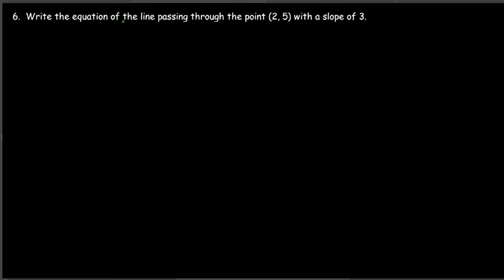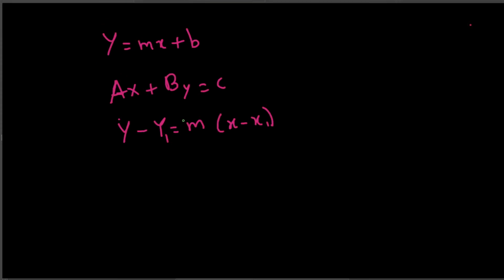So let's look at the first question. Here the question is asking, write the equation of the line passing through the point 2, 5 with a slope of 3. So let's look at what information is given. Here they have given the slope, that is m equal to 3, and then they have given the point. So this one is x1 and this one is y1. So using this we can plug it into the point slope form.